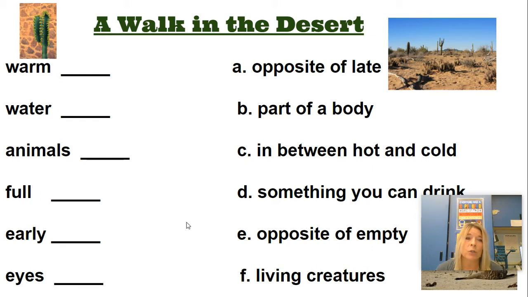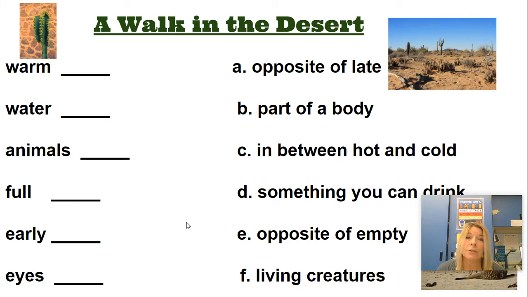We are going to read a story called A Walk in the Desert. It is a nonfiction text, which means it will be full of true facts and information about the desert. But before we read the story, we need to look at some of our vocabulary words.